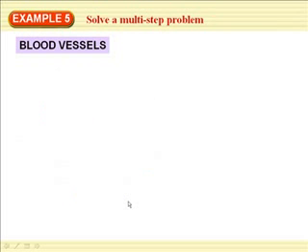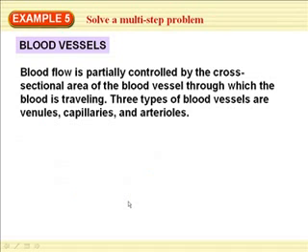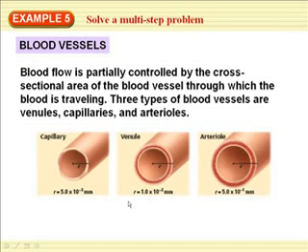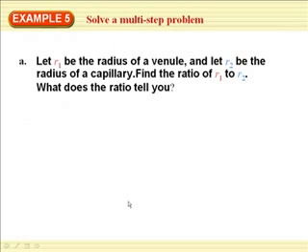All right, example 5. We'll just keep on going here. Seems like we have lots of examples. Blood vessels. Blood flow is partially controlled by the cross-sectional area of the blood vessel through which the blood is traveling. 3 types of blood vessels are venules, capillaries, and arterioles. There's the radius of each of those. Let R1 be the radius of the venule, let R2 be the radius of the capillary, and find the ratio of R1 to R2. What does the ratio tell you?